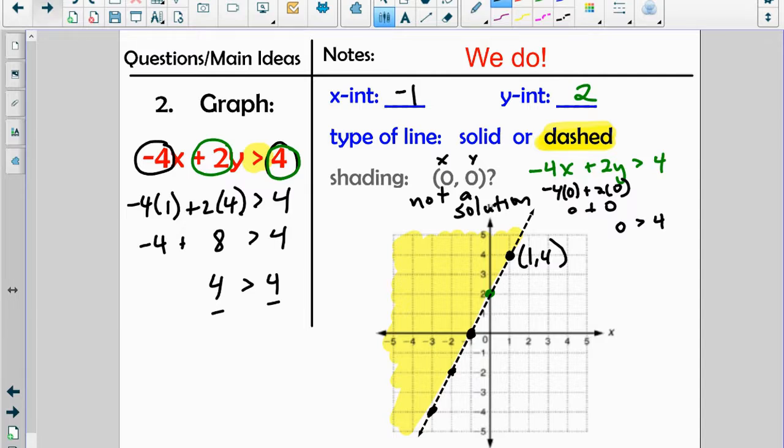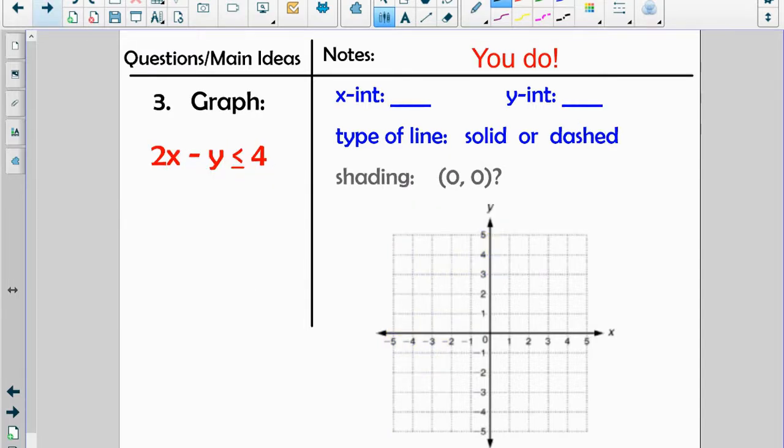Let's take a look at one more. Last one, number 3: 2x minus y is less than or equal to 4. I would absolutely encourage you to pause the video and try doing this for yourself, and then press play to see how you did if you feel like you're up for it.